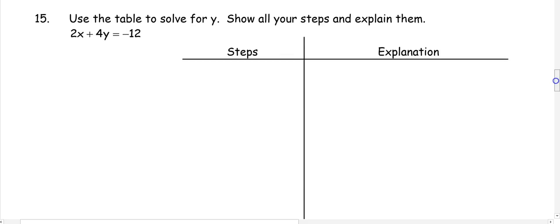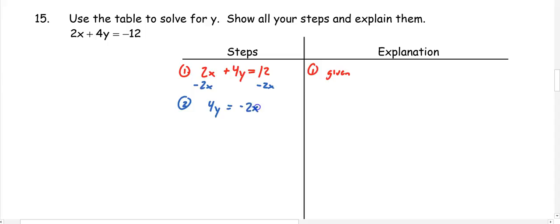Let's try one more. This time we're going to solve for y. So our first step, 2x plus 4y equals 12, is given to us because that's the original problem. Our next step, we want to move the x to the other side. So we're going to subtract 2x from both sides. And we get 4y equals negative 2x plus 12. Subtract 2x from both sides.